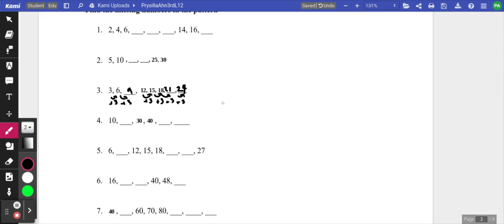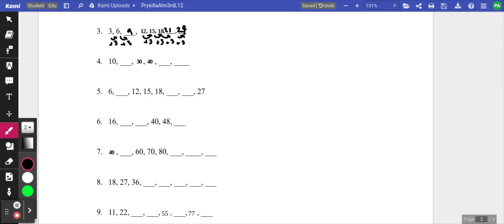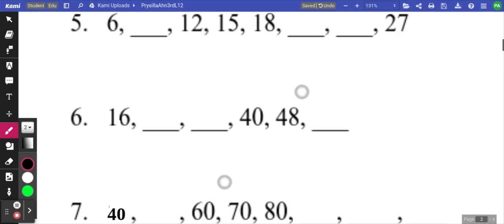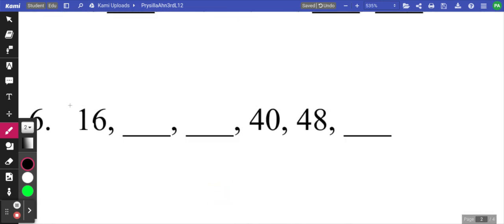Something a little more complicated, such as number 6. So we jump. We don't even go with the smallest value. We just jump to a bigger value. So we have 16, blank, blank, 40, 48, and blank. Well, unfortunately, we can only base our pattern on one thing, which is the 40 and 48, which is plus 8. So we can only assume for now that the pattern will continue with the plus 8 because we don't have any other clue. So let's just continue it.